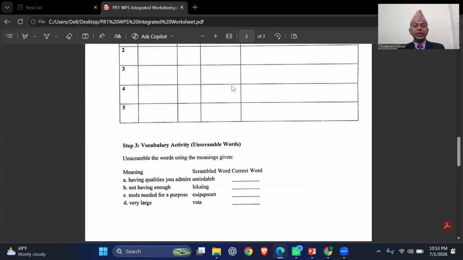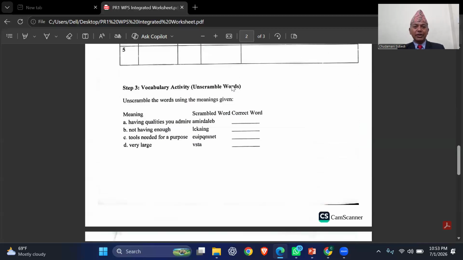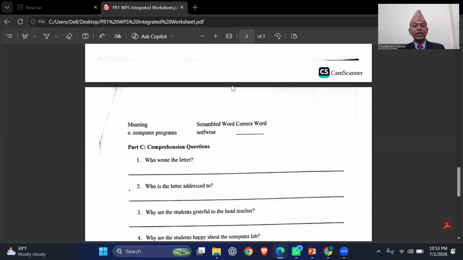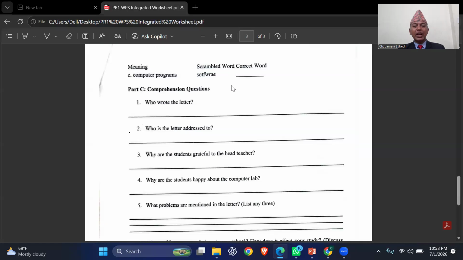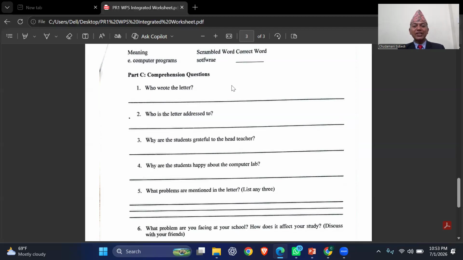Then in step 3, vocabulary activity, this one is unscramble the words. Unscramble the words using the meanings given. The meaning is given, and the students have to unscramble and write the correct word. In the same way, in part C, there are comprehension questions. Who wrote the letter? Who is the letter addressed to? Why are the students grateful to the head teacher? Why are the students happy about the computer lab? What problems are mentioned in the letter?